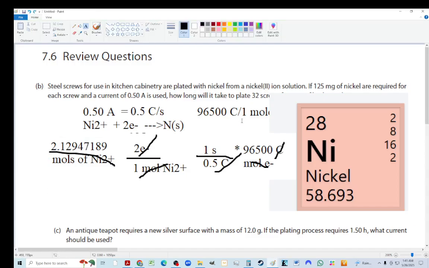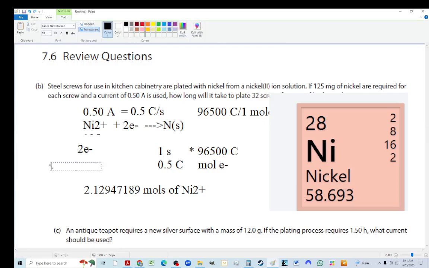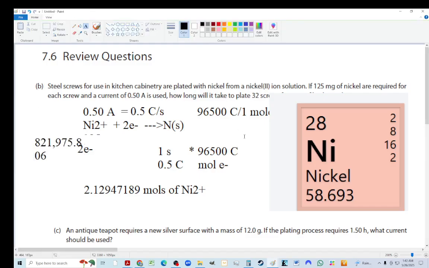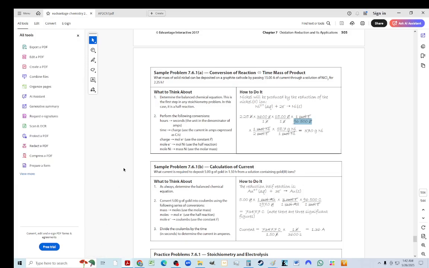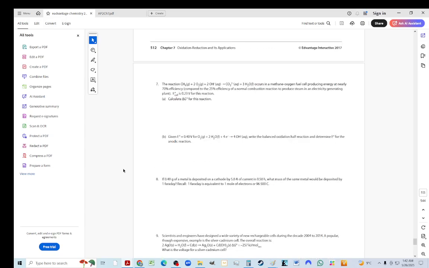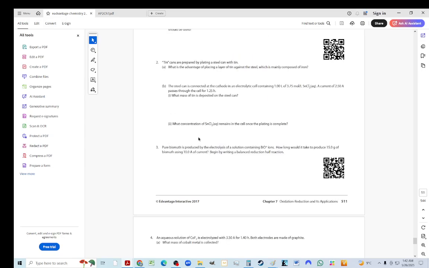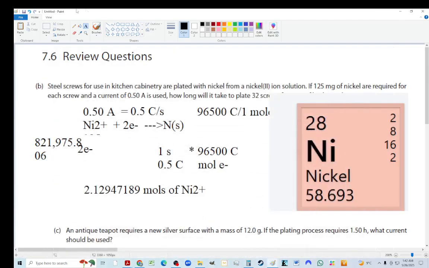Oh, I didn't read the last part. Look at that. You've got to read the whole question. So this is how long for 1 screw. So I've got to read the question carefully. And if you look carefully, they tell us 32 screws. It's sneaky. So I then have to multiply this by 32.